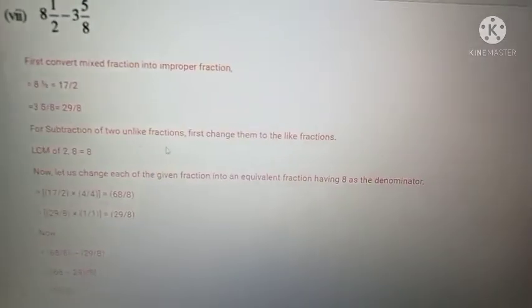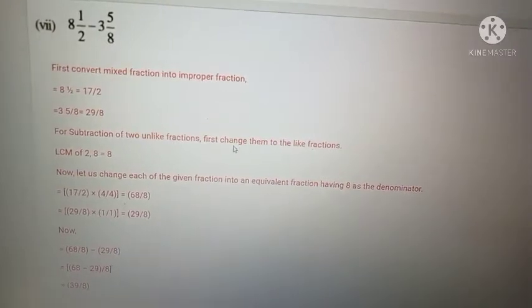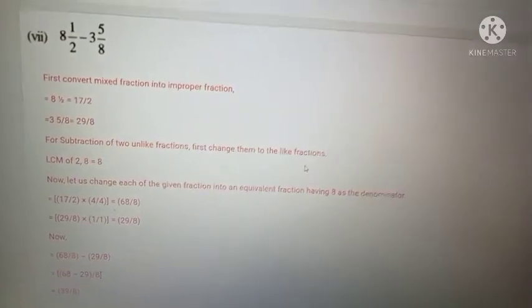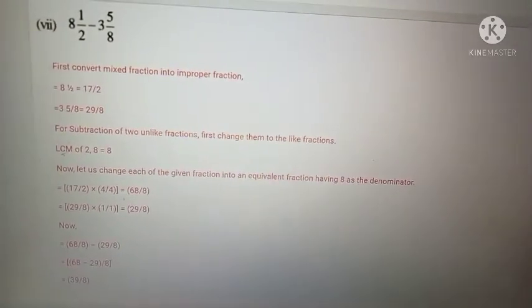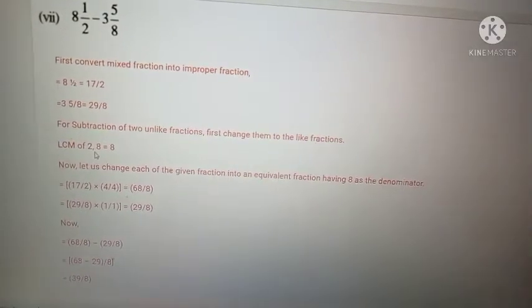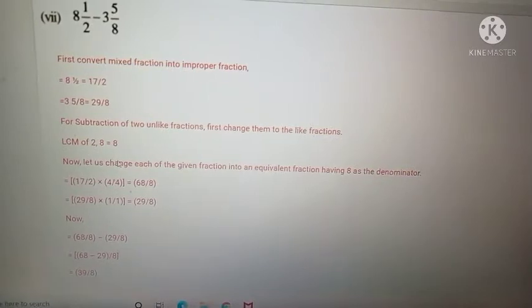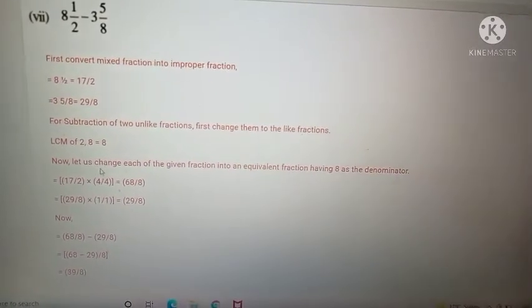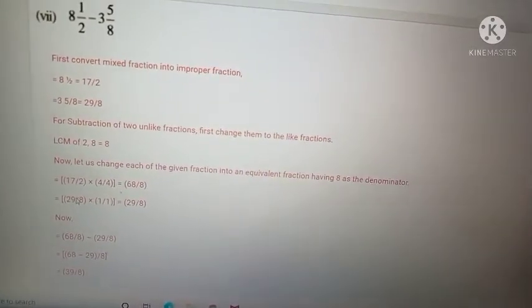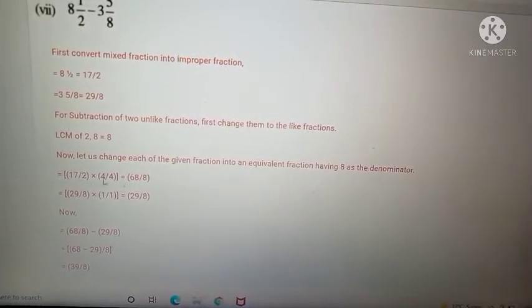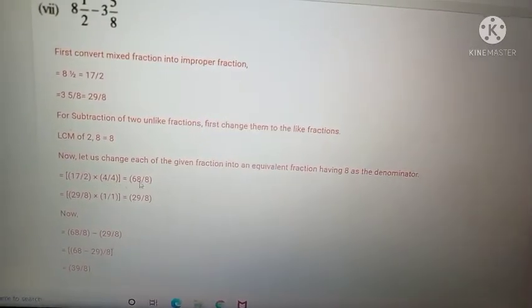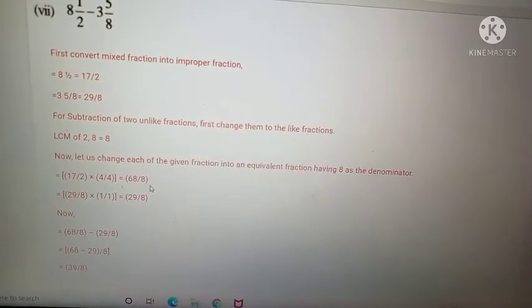Now for subtraction of two unlike fractions, we have to change them into like fractions as usual. So I am going to find the LCM of 2 and 8. LCM of 2 and 8 is 8. Now we are changing the fractions into an equivalent fraction having 8 as the denominator. That is 17 by 2 into 4 by 4. It's equal to 68 by 8.